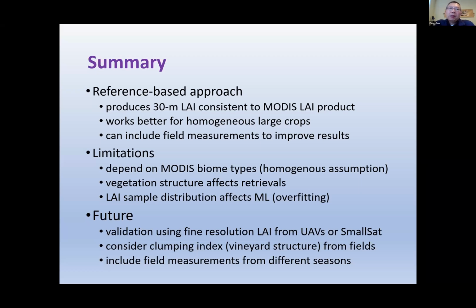We may consider the clumping index from different land cover, and consider different canopy structure from a remote sensing retrieval. Additionally, field measurement from different seasons is also important for machine learning, because machine learning cannot do much on the prediction, probably just based on the samples we have.